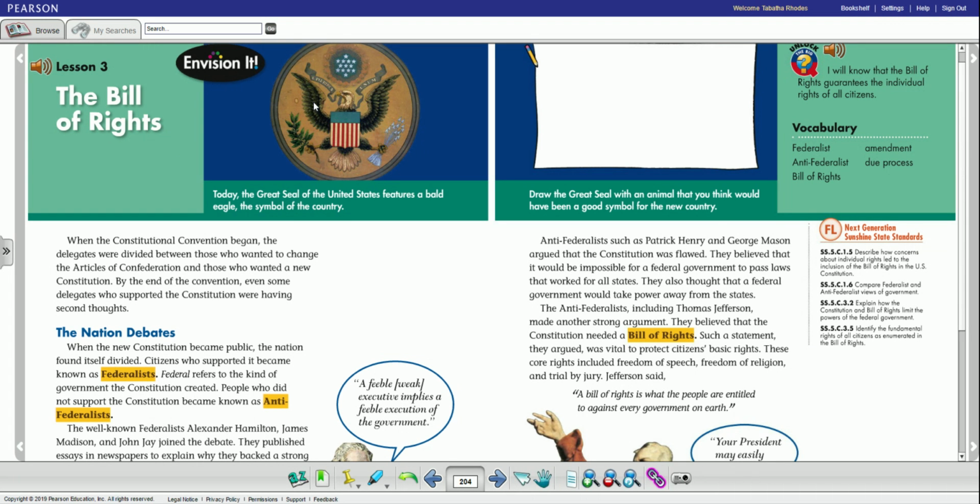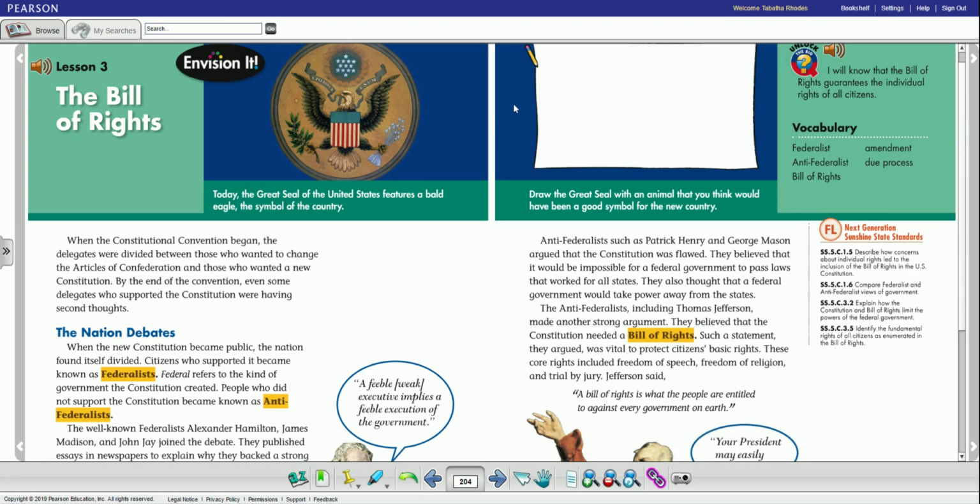So you can see here we have the eagle. The eagle has a banner in its mouth, and the banner says "E pluribus unum." E pluribus unum means out of many, one. So it's talking about how our country is many different states, but we are one united country. And then the eagle's also clutching an olive branch, which means peace, but it's also clutching a bunch of arrows, which represents war.